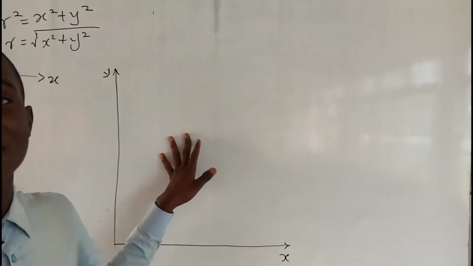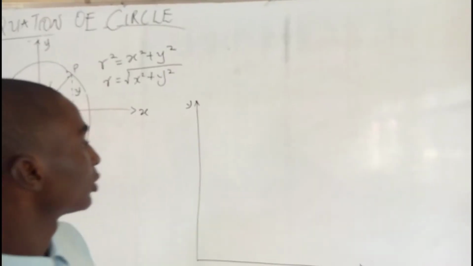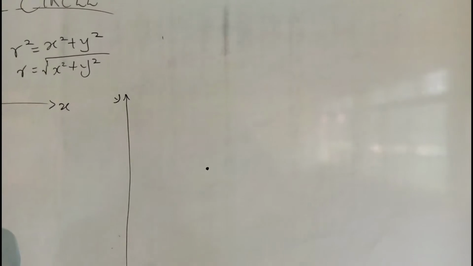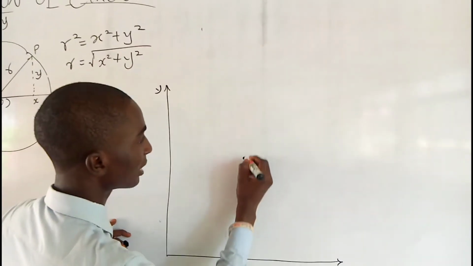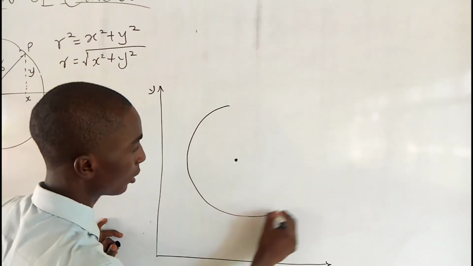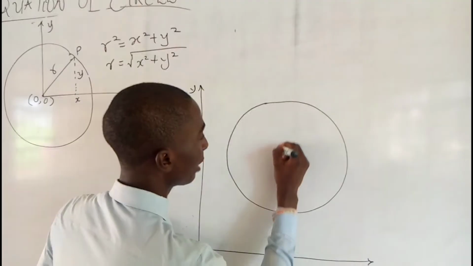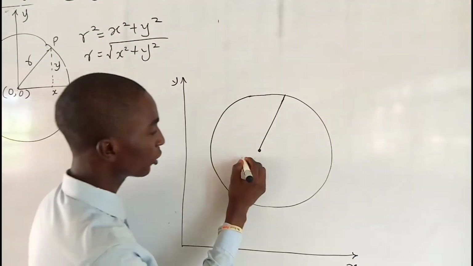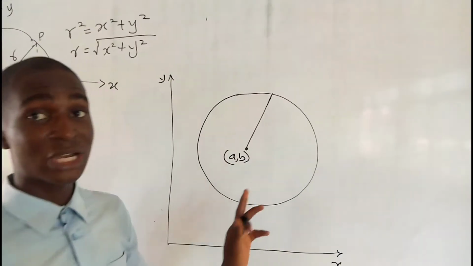For the equation of a circle that is not starting from the origin, we are going to have a point in any place in the Cartesian coordinate. Then we have our circle. Don't mind the circle, let's imagine this as a circle. And remember, we do this from our locus. Now let's call this point (a, b) in the Cartesian coordinates.